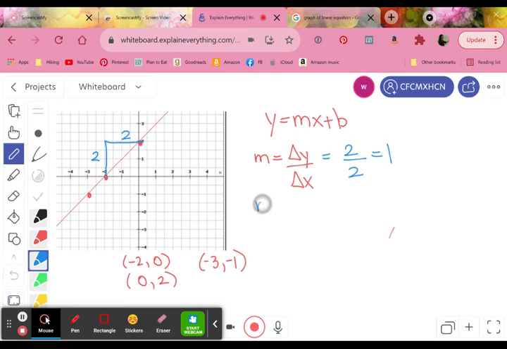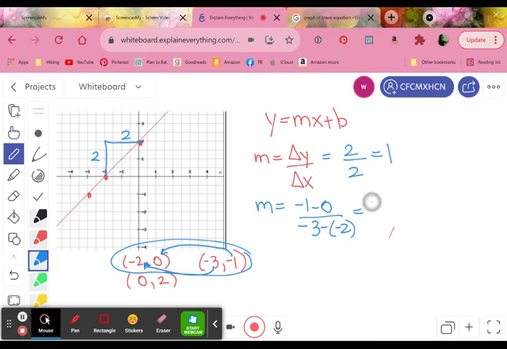Now I could also calculate that to make sure that I was accurate. So for example, if I used these 2 points, the change in y is when you subtract. So if I take this y value and subtract it from that y value, -1 minus 0 over the change in x. Now I have to use the same x value from the starting point to the second x value. So it'd be -3 minus a -2. And that ends up with a -1 in the numerator. When we subtract a negative, it's the same as adding a positive. So -3 plus 2 is -1. Well, look at that. We get the same slope.